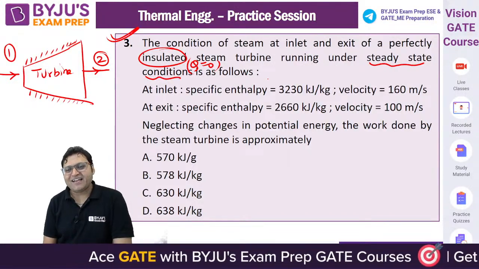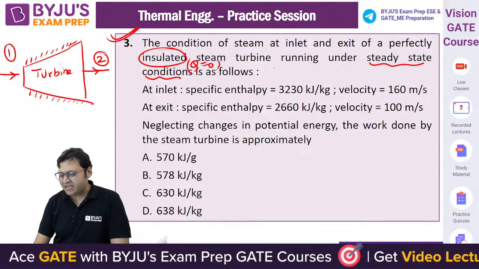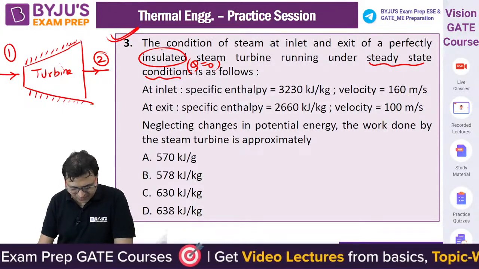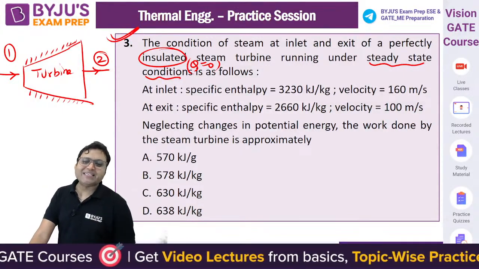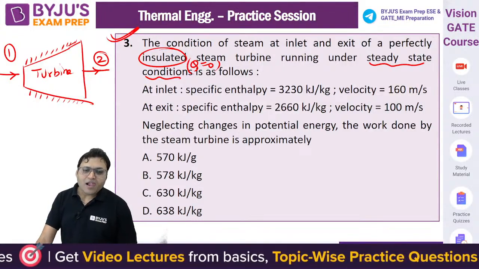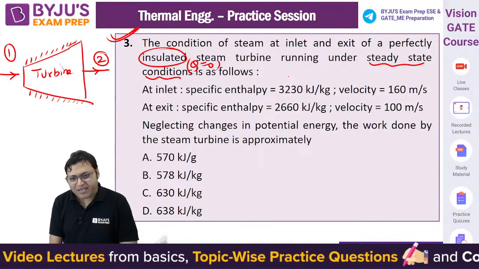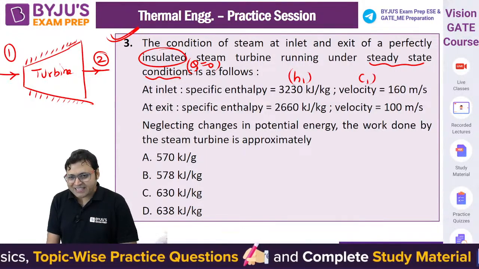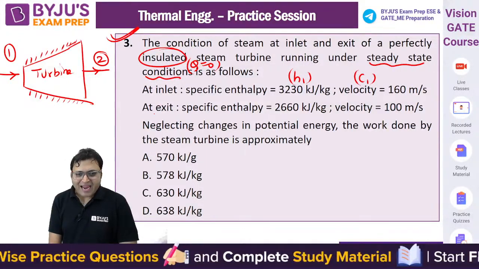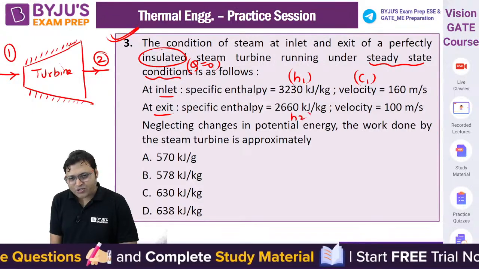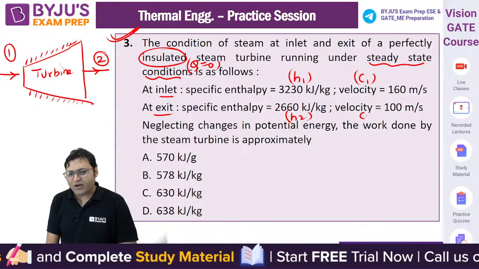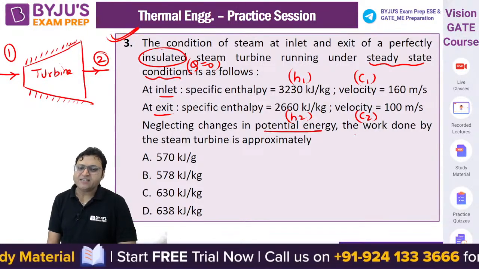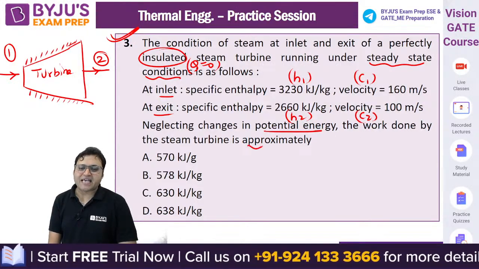It is running under steady state condition. What does that mean? Steady state condition: mass flow rate remains constant and there is no energy storage. At inlet, specific enthalpy H1 is equal to 3230, velocity C1 is 160 meter per second. At the exit, that is point 2, H2 is given as 2660 and velocity C2 is 100 meter per second. Neglecting changes in potential energy, the work done by the steam turbine is approximately.